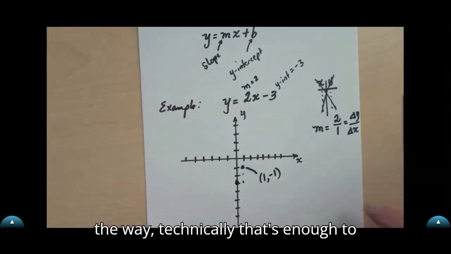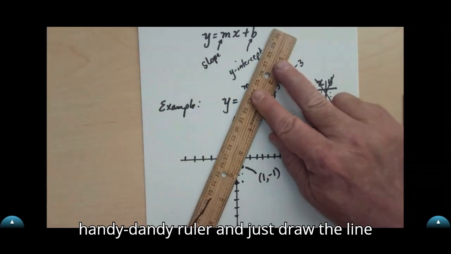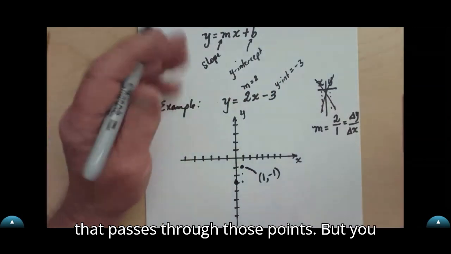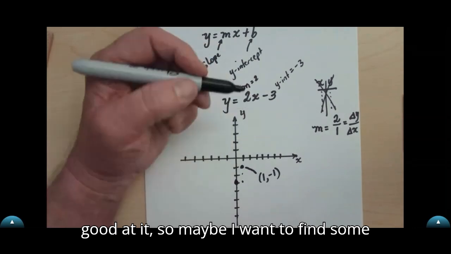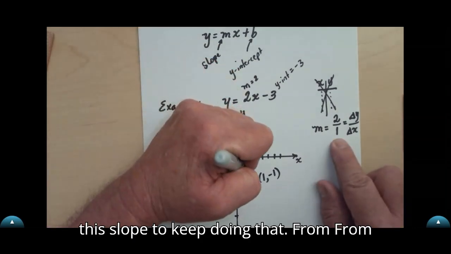And by the way, technically that's enough to draw the graph, because now I could take my handy dandy ruler and just draw the line that passes through those points. But you know, I'm drawing freehand and not that good at it, so maybe I want to find some other points. Well, I could still just use this slope to keep doing that.